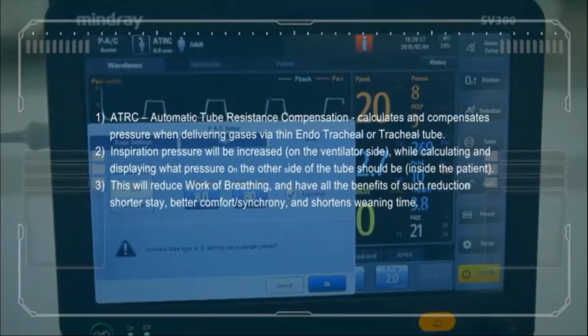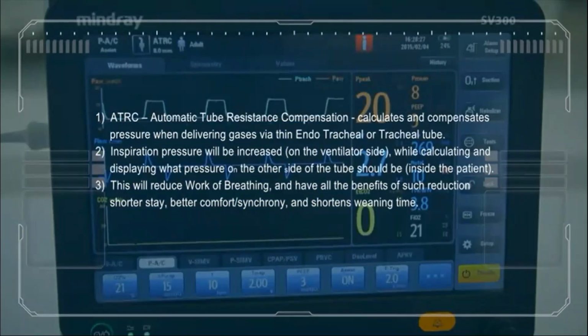ATRC, Automatic Tube Resistance Compensation, calculates and compensates pressure when delivering gases via thin endotracheal or tracheal tube. Inspiration pressure will be increased on the ventilator side while calculating and displaying what pressure on the other side of the tube should be inside the patient.